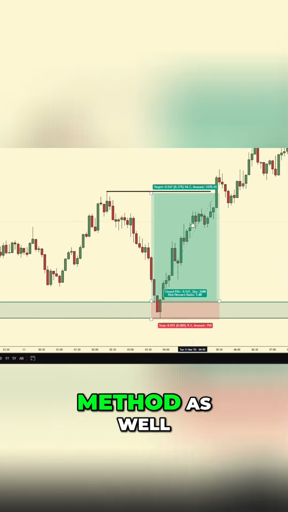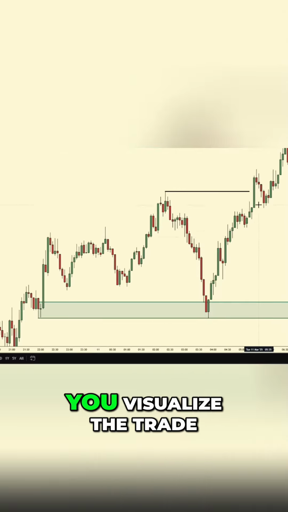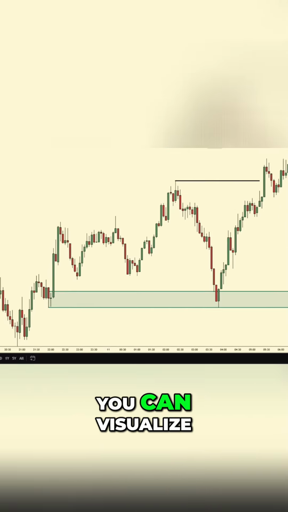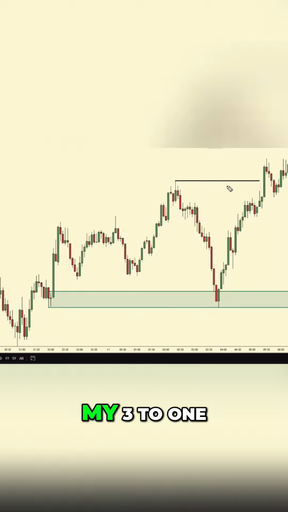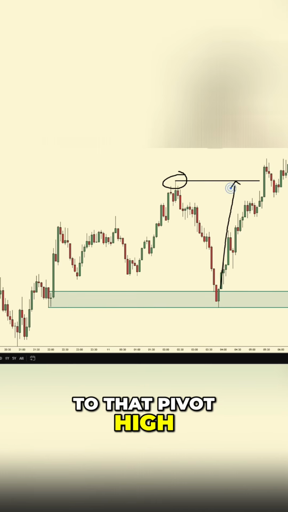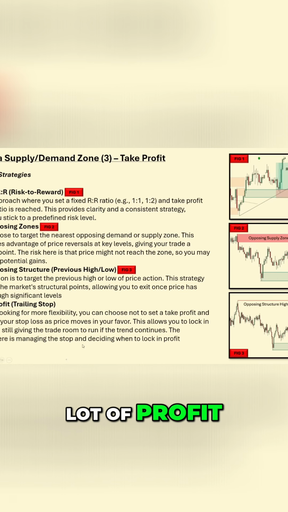It's a pretty decent method as well. I like it because you visualize the trade before it happens, right? You can visualize, my 3-to-1 take profit is before the pivot high, or before the pivot high here. That's great. Or I can see how much profit is to that pivot high. I like the trade. It's offering me a lot of profit. It's just another way to take profit.